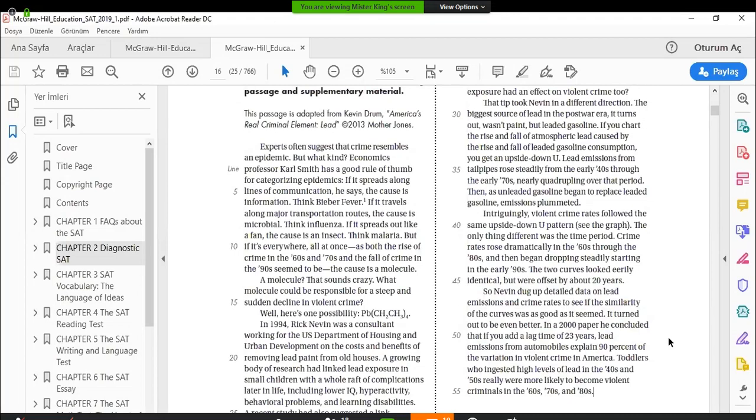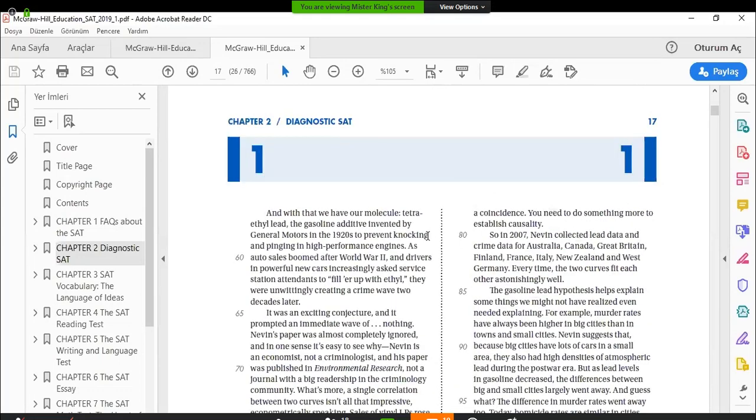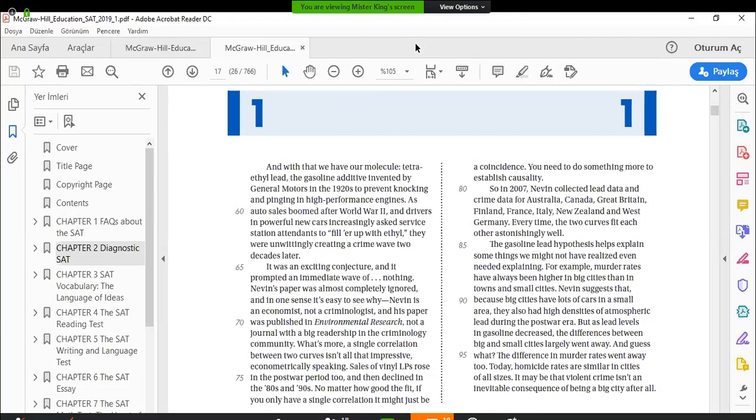Toddlers who ingested high levels of lead in the 40s and 50s really were more likely to become violent criminals in the 60s, 70s, and 80s. Okay, Mohammed, thanks. Could you please tell us a sample margin note for this paragraph, Mohammed? Explanation of the being late, teacher, maybe? Of the lag time, maybe, teacher? Yes, it could be, but more importantly, we should also consider these dates. Because here it's talking about lead exposure in the 40s and 50s, and the results were in those years.